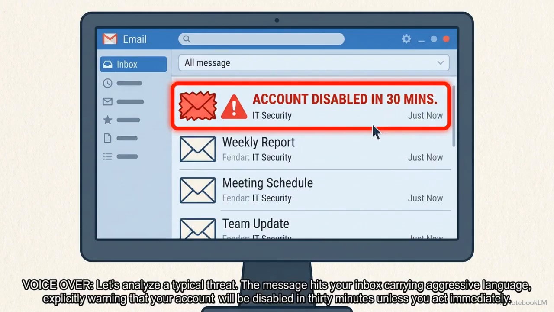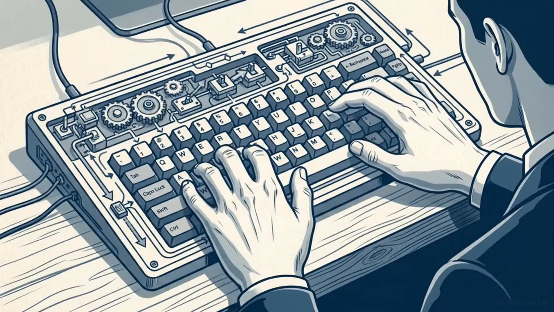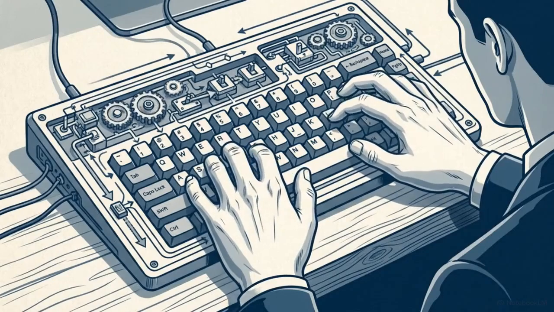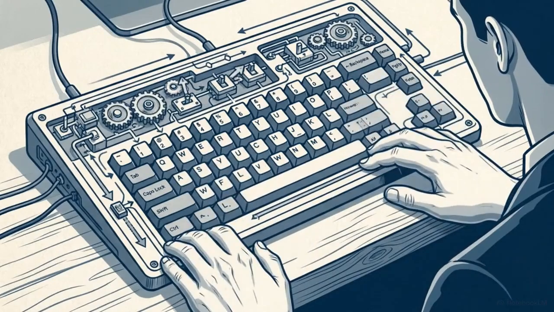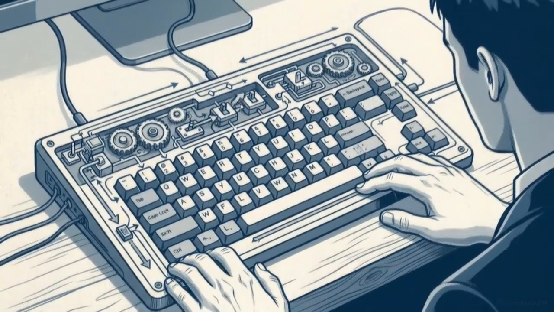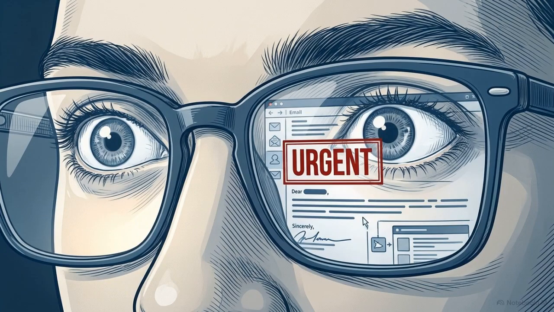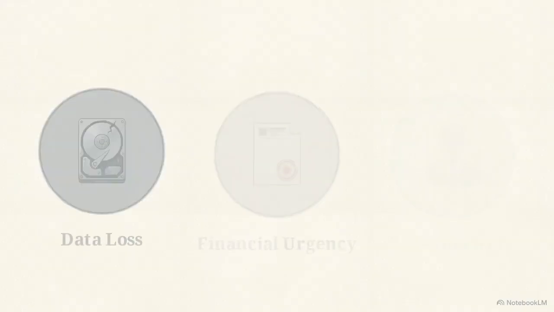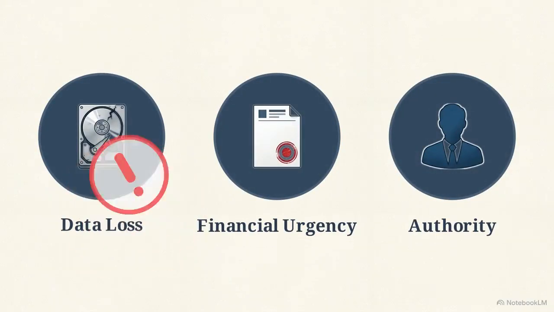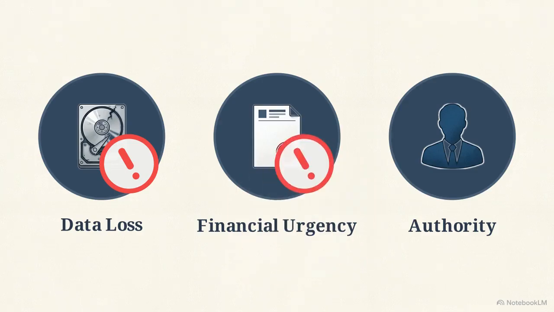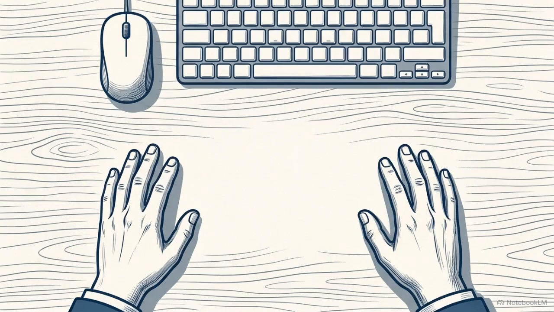Let's analyze a typical threat. The message hits your inbox carrying aggressive language, explicitly warning that your account will be disabled in 30 minutes unless you act immediately. This initiates the stop phase. Attackers manufacture artificial urgency and fear because it forces users to bypass logical thinking and react on pure instinct. They deploy specific emotional triggers to ensure you click without thinking. You will often see threats of massive data loss, warnings of overdue payments, or sudden requests supposedly coming directly from executive leadership. Your immediate countermeasure is simple: pause.